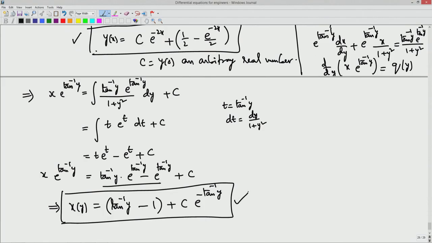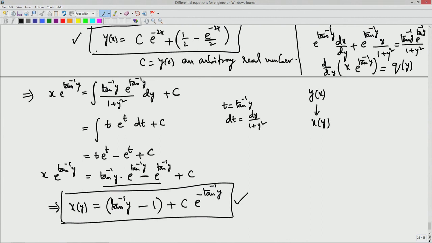This assumes that you have a function y of x that is invertible, so that you can write it as x of y. You change the independent variable into the dependent variable. That is possible only if you can go from x to y and y to x. It is an invertible map.